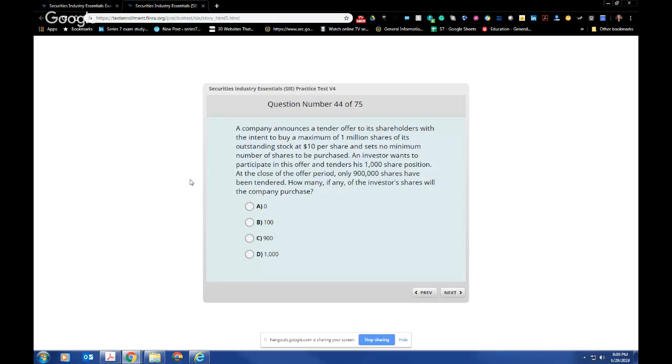Company announces a tender offer to its shareholders, intending to buy a max of 1 million shares. So their offer, you can read this. I'll give you a couple seconds to read it. Okay. You read this. They're basically saying, I want to buy 1,000 shares. I'm going to tender 1,000 shares into this.